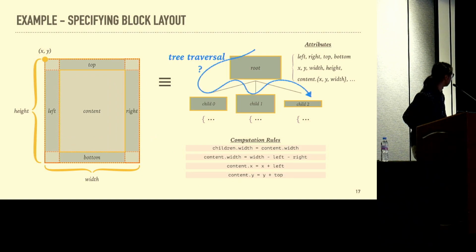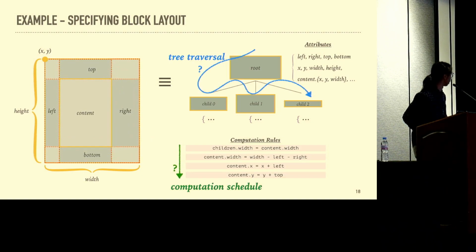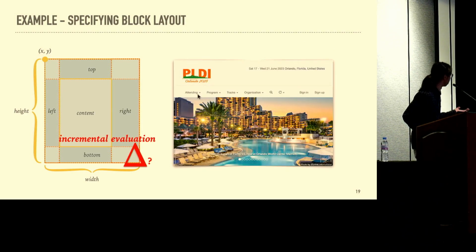here's the fancy animation again. So in case the block is changed by some user input, ideally the layout engine only wants to recompute a subset of the attributes that are affected. So this is what's called incremental evaluation. And I have some pretty animation to show that.